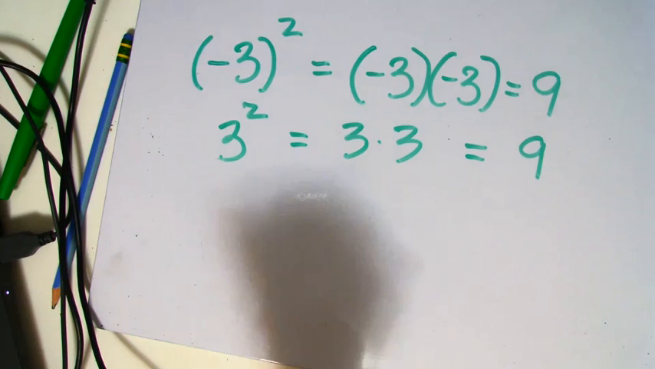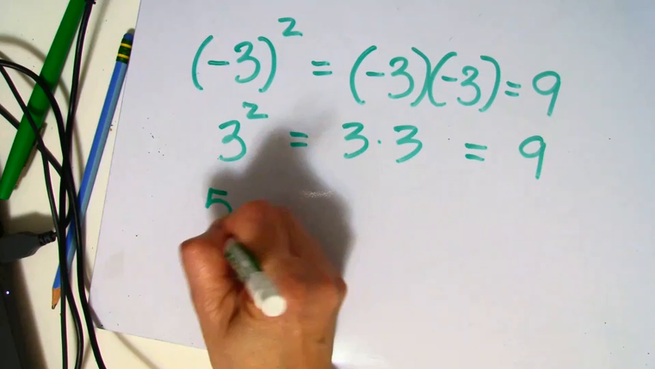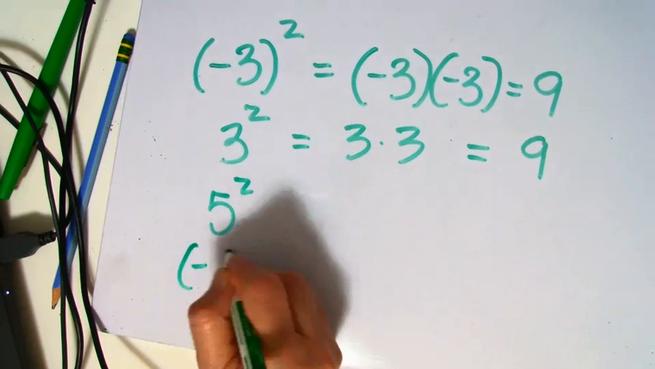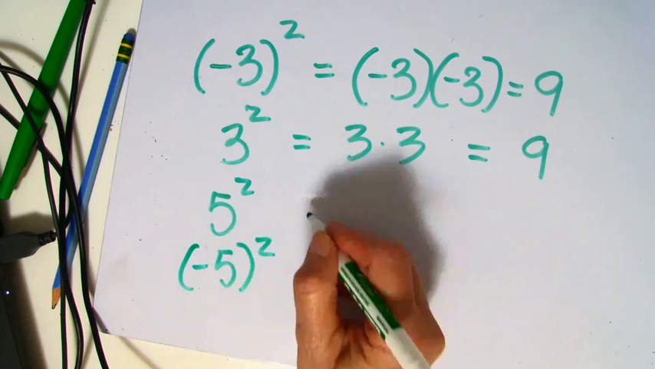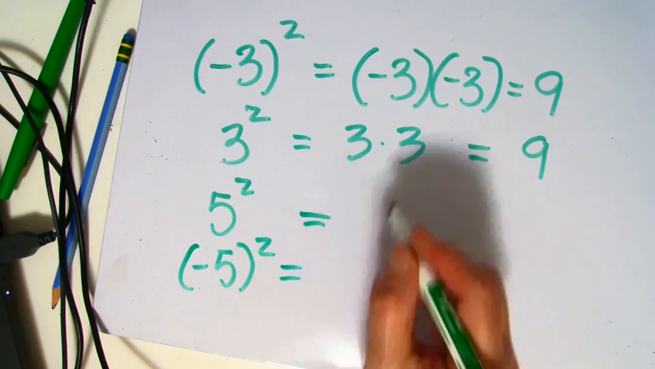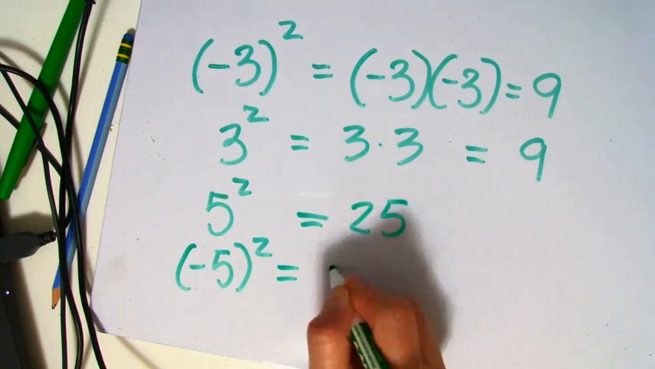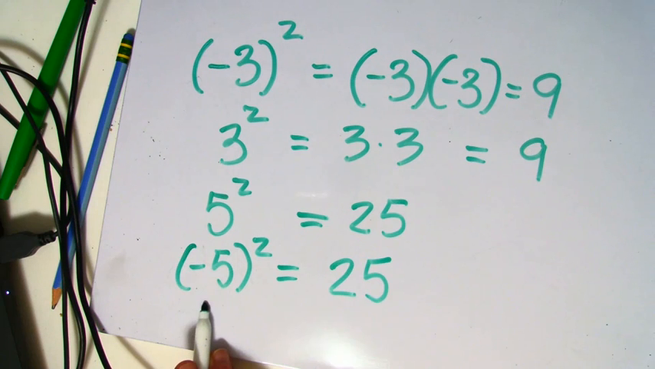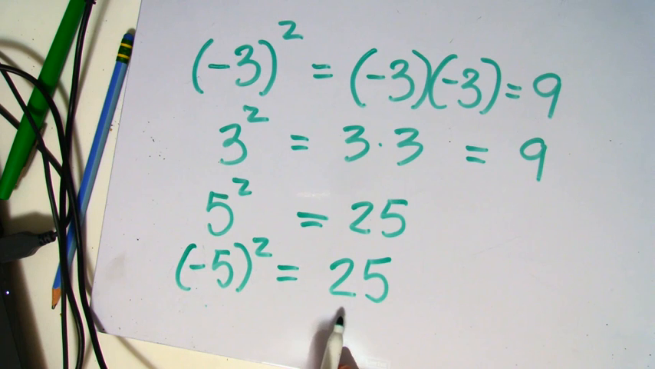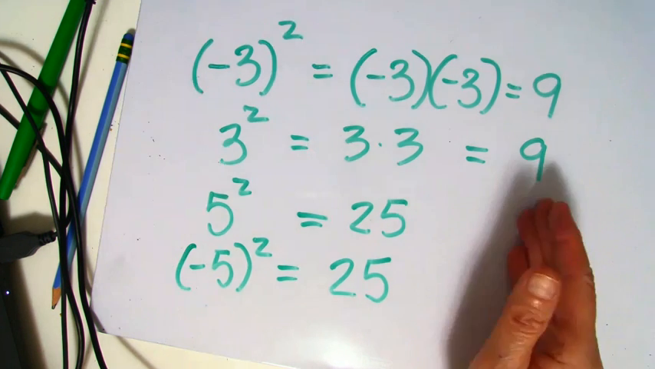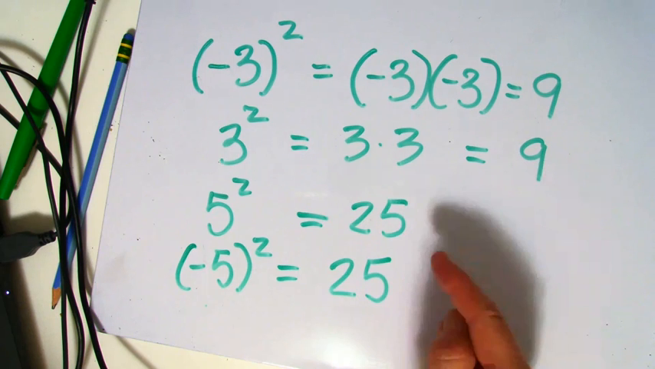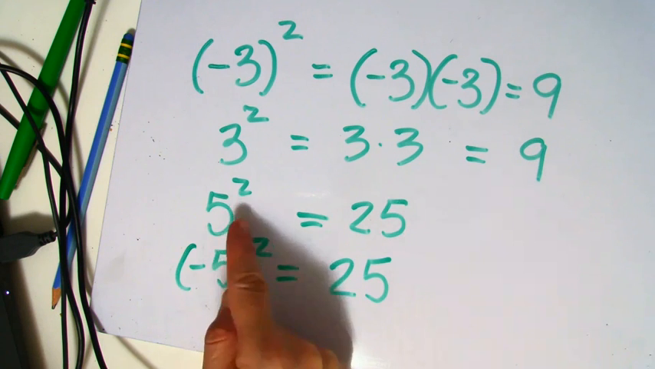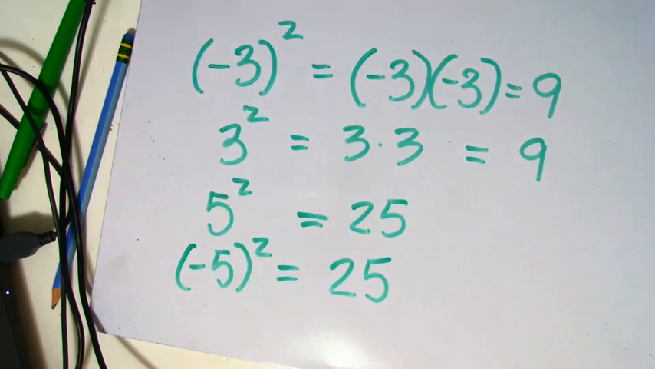Let's do that for 5. 5 squared and negative 5 squared is going to both result in a positive 25. 5 times 5 is 25. Negative 5 times negative 5 is also 25. So the square of a number can be gotten through a positive number and a negative number.